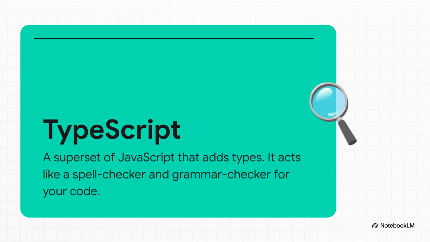Now, it's not a whole new language. It's what we call a superset of JavaScript. That just means it's all the JavaScript you know and love, but with one extra feature: types. The best way to think about it is like a superpowered spell checker and grammar checker for your code.